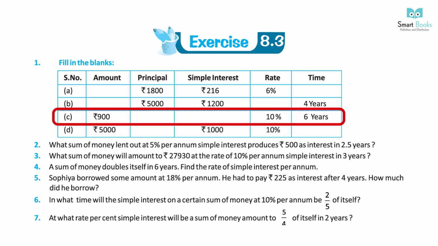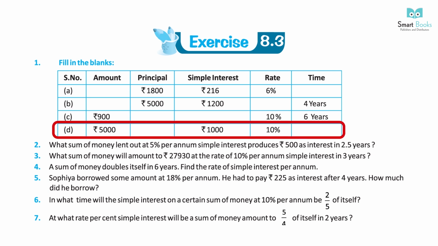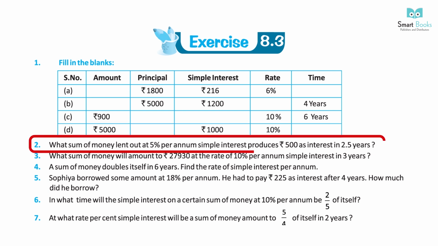C. Amount rupees 900, principal rupees 562.50, simple interest rupees 337.5, rate 10%, time 6 years. D. Amount rupees 5000, principal rupees 4000, simple interest rupees 1000, rate 10%, time 2.5 years.